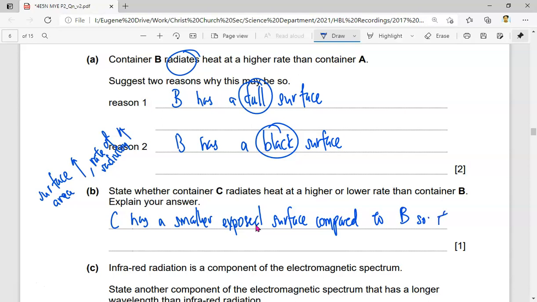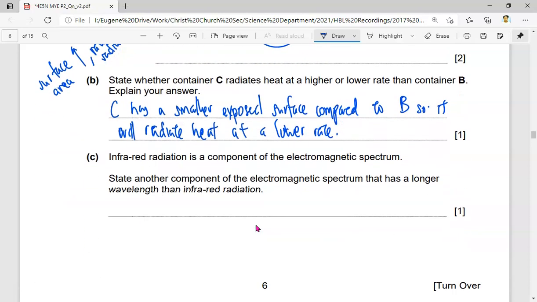So it will radiate heat at a lower rate. Just take note of this. Okay, so that's for part B.